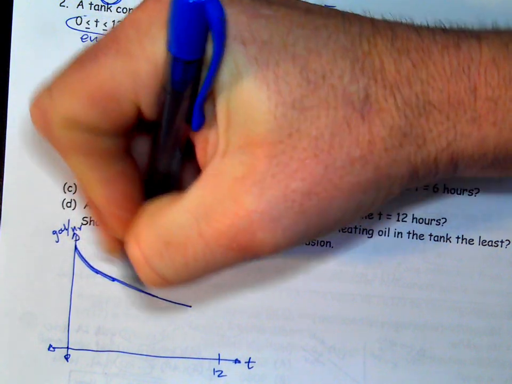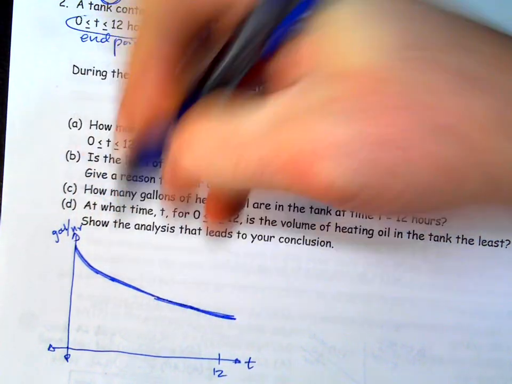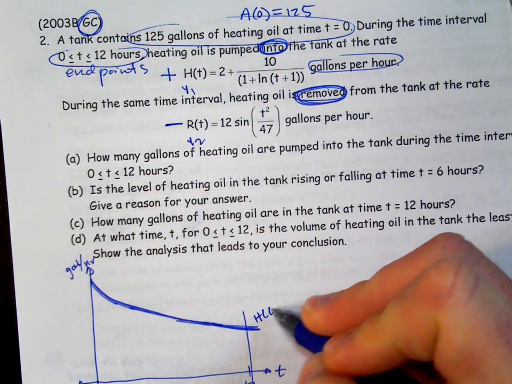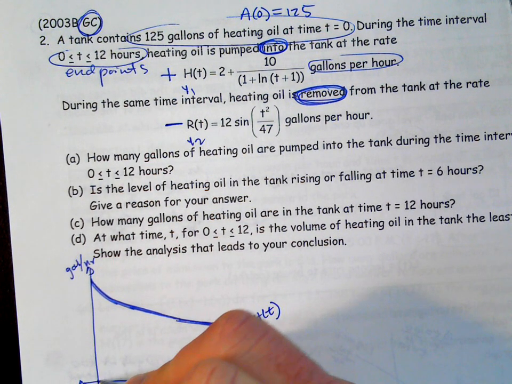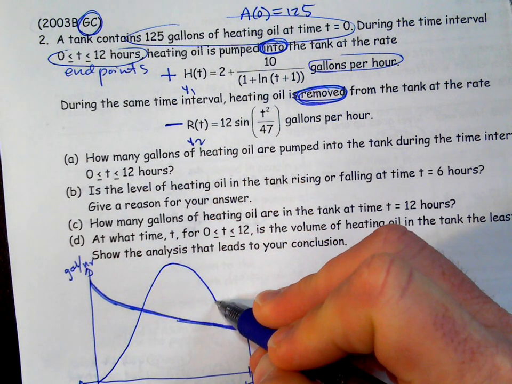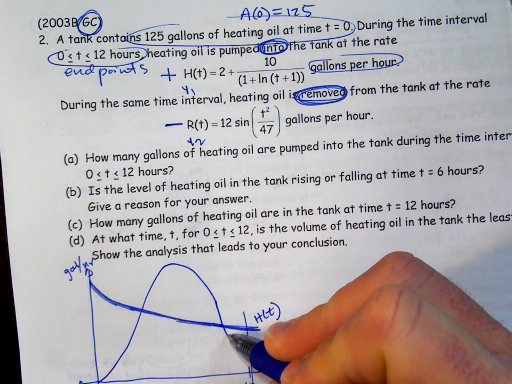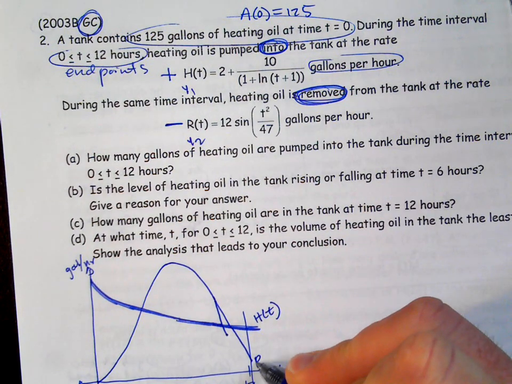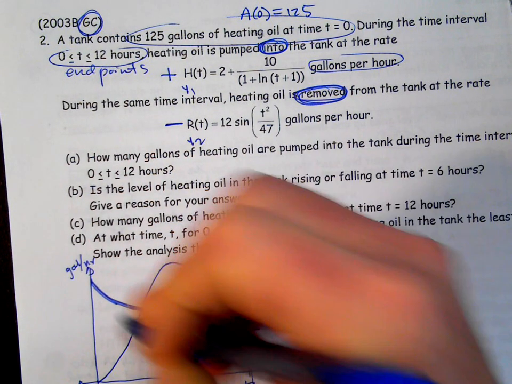So that's the first graph, and I'm going to label it. That's HT. And then the other graph is like this, kind of like that. So that's RT. Now this is the entering rate.